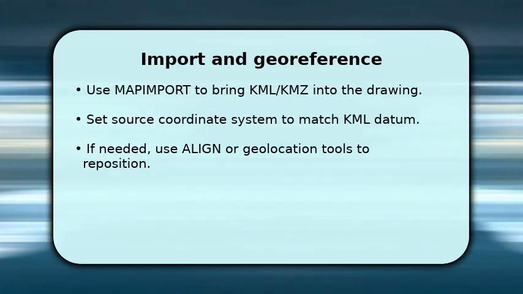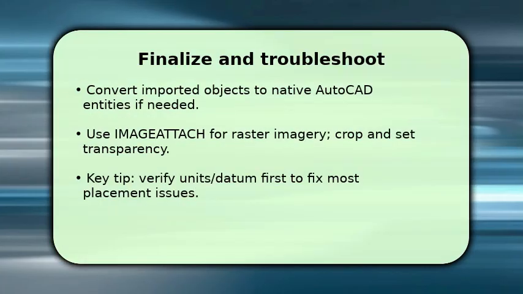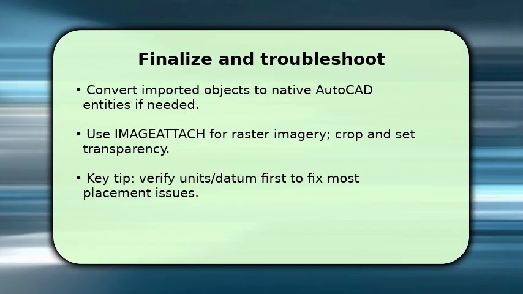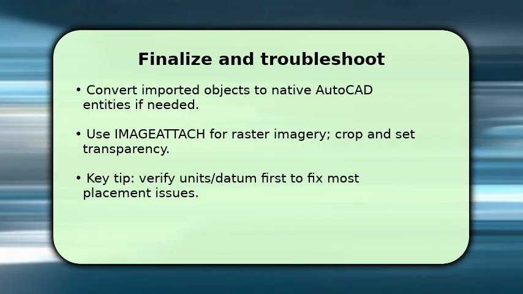You finalize by converting or cleaning up imported layers. Explode KML features carefully into native polylines or blocks and assign layer names and line weights. If you need the Google Earth raster, export imagery from Earth Pro and use image attach, then crop and set transparency for overlay clarity. Make sure to save a copy with geolocation enabled.